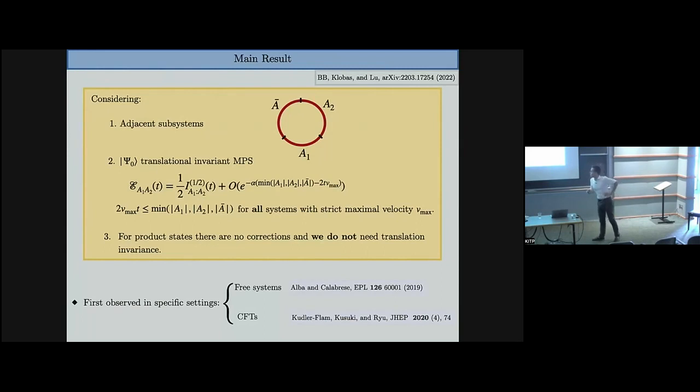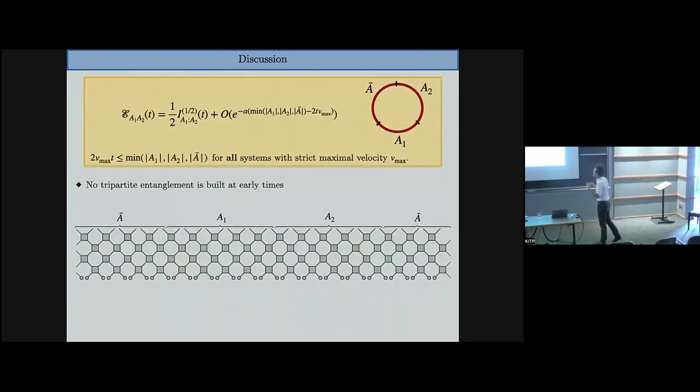This result is so simple and so general that it has to have a very simple explanation, of course. The first time I saw it, being a quantum dynamics person, it was actually very surprising to me. But if I look at it now, it should tell me essentially that there has to be no tripartite entanglement built by the unitary circuit at early times. A way to see that in a very simple case is to consider the case of initial product states. In this case, one can show it in essentially one line.